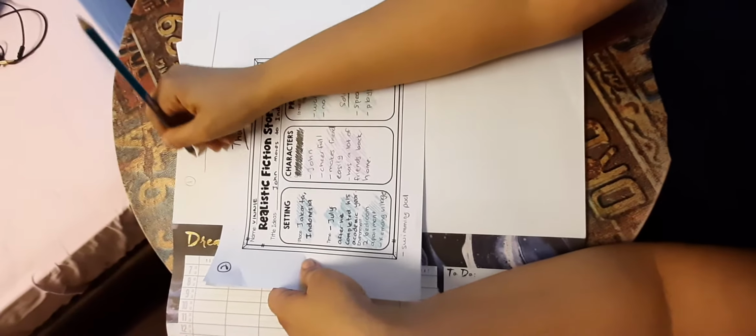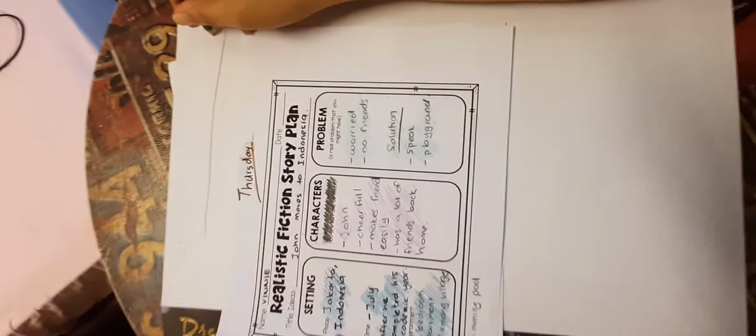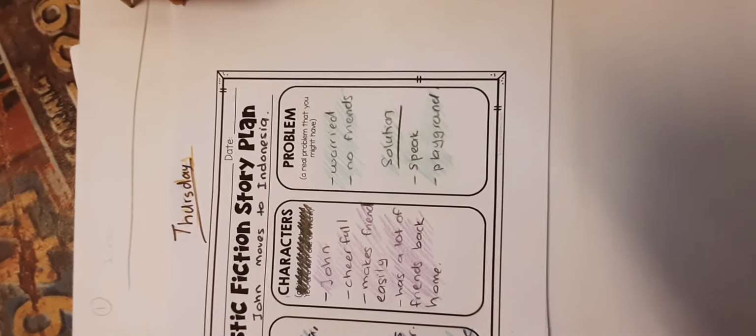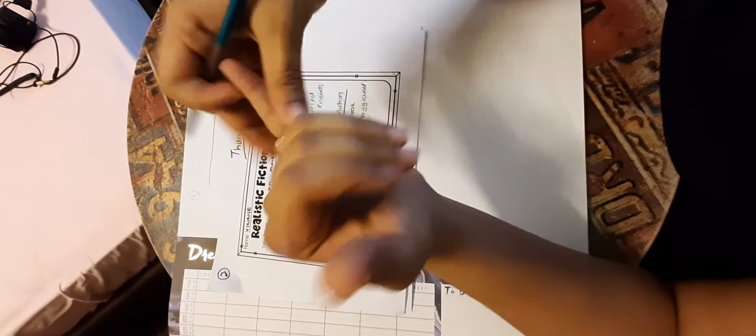The first step is you are going to write your title. What was your title? John moves to Indonesia. So you can write John moves to Indonesia. And then you can choose how you would like to start. You can either start from the setting or the character. Problems, we will leave it at the middle or the end of the story.